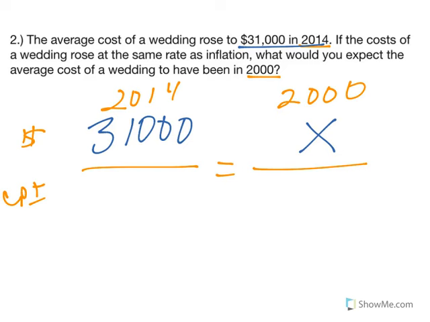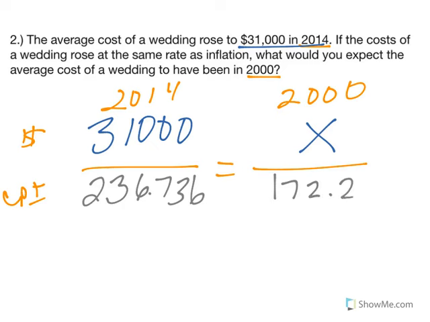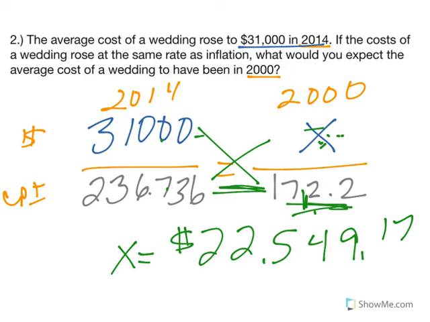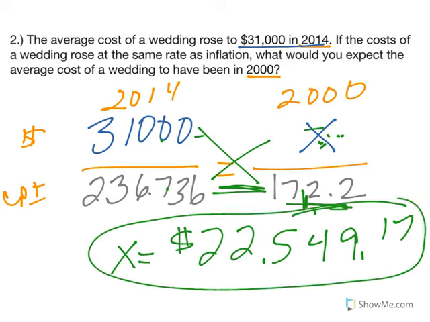I look at my table, and I know that in 2014 the CPI was 236.736, and in 2000 it was 172.2. You might want to double check with your table, make sure you understand where those numbers are coming from. And then again, we have a proportion, cross multiply and divide. We can look at our denominator, see how the one over here with 2000 is smaller than 2014. So I know that my answer on the top should be smaller. And it is $22,549.17. So it's still a lot of money.